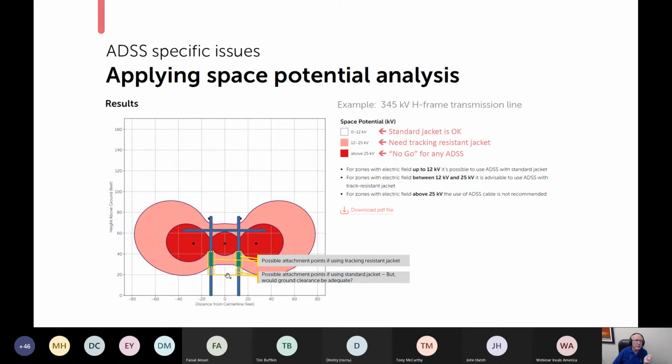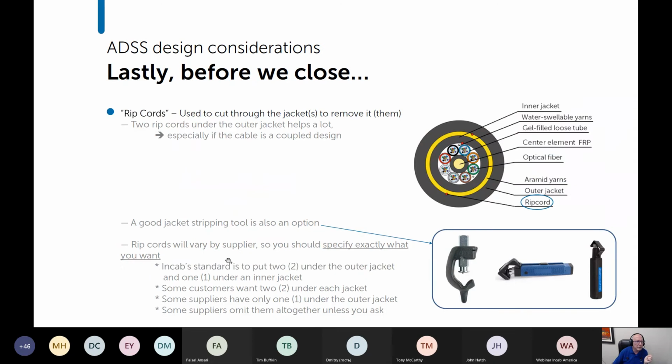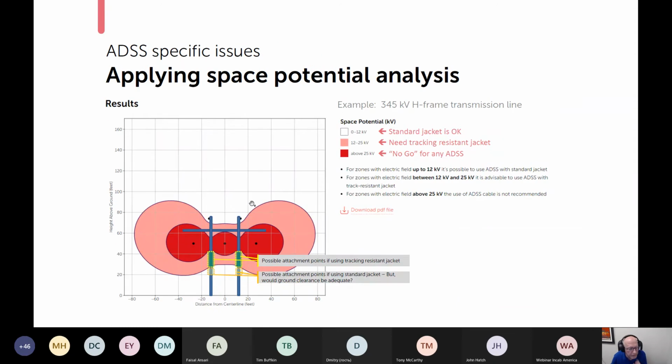And what I'm going to try to do here, I'm not going to do it here. Actually, we're getting close on time anyway. So the white is okay. Any jacket is okay in that. The kind of pink color means you need a tracking resistant jacket, and the red color is a no-go zone for any kind of ADSS.